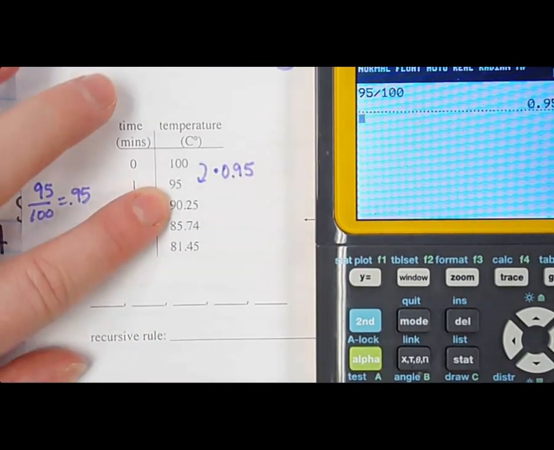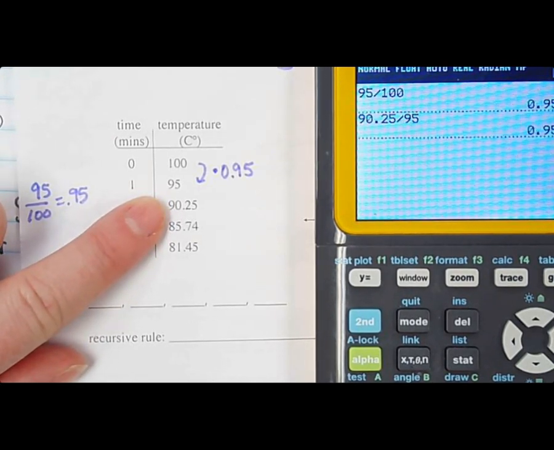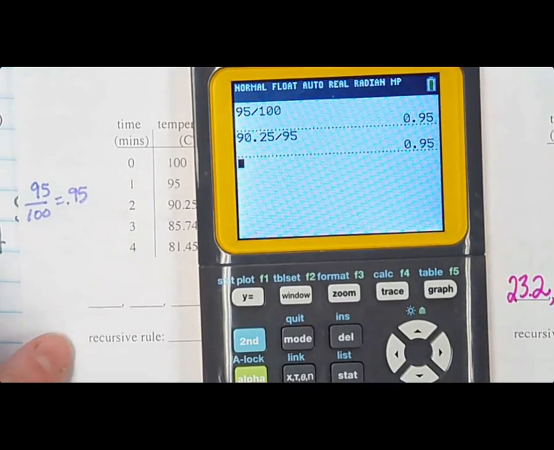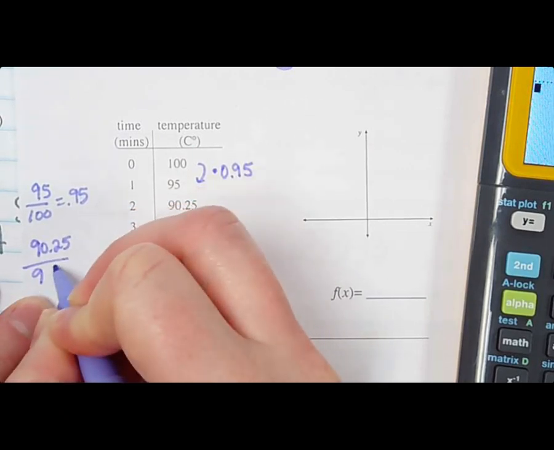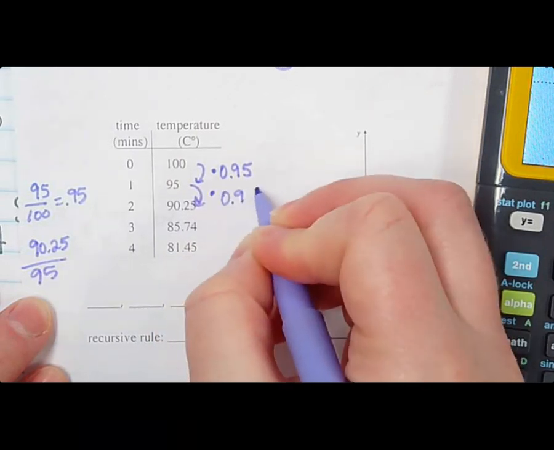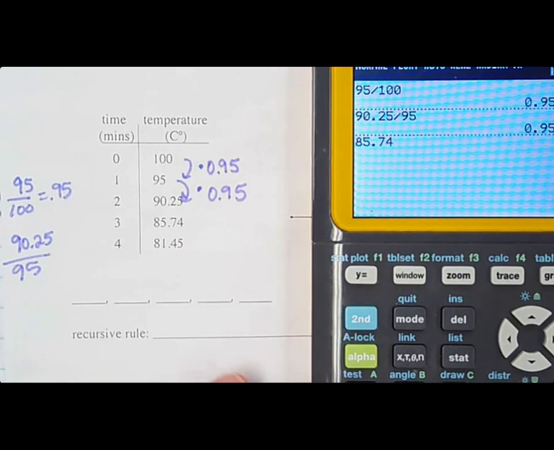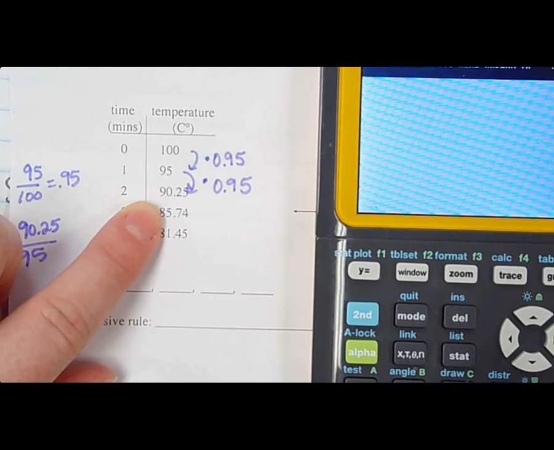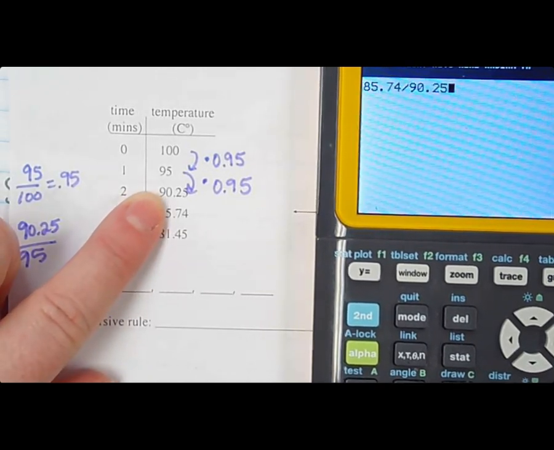So then we need to do the same thing here. Do 90.25 divided by 95. Oh, it's the same. So that means that is times 0.95. Let's check the next one. 85.74 divided by 95. I did the wrong one, didn't I? 85.74 divided by 90.25. There we go.